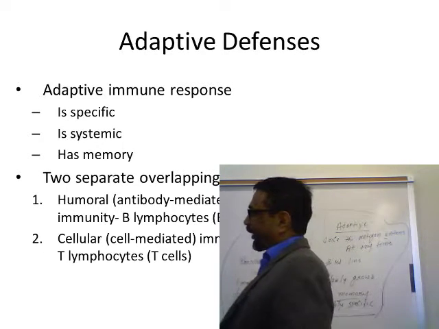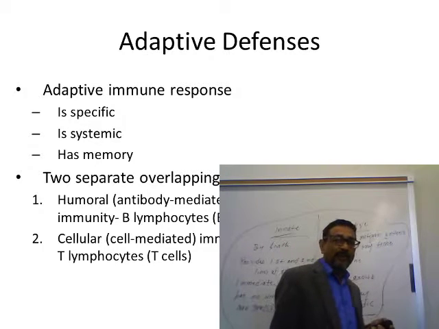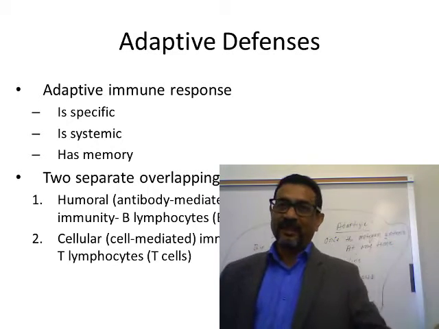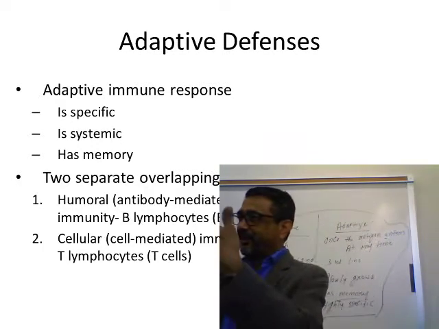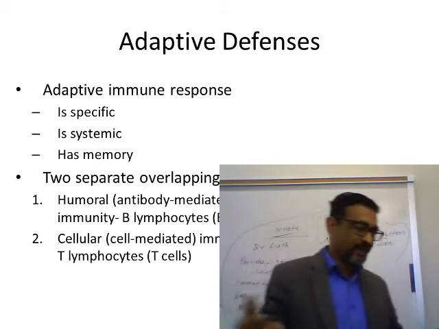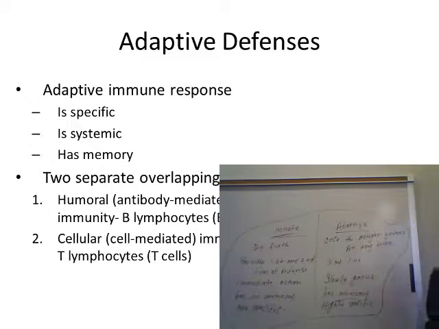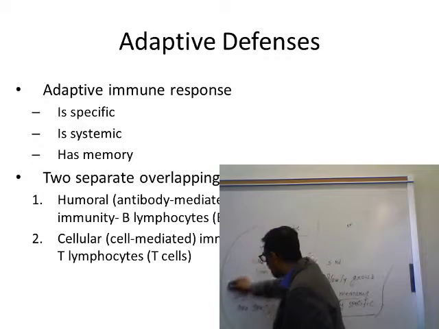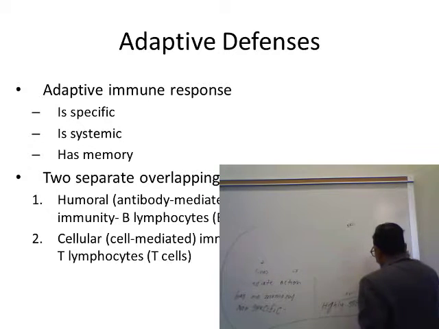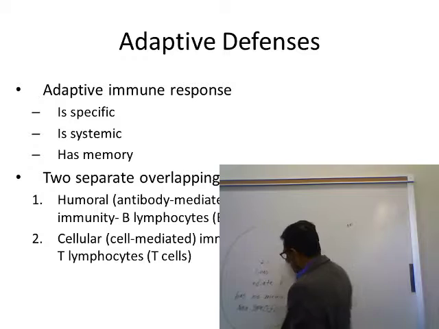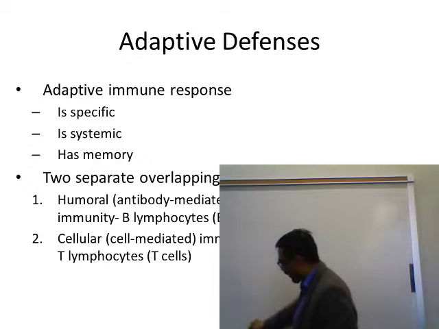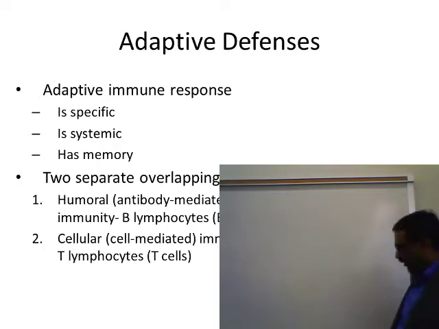T cell mediated immunity is also known as cellular because the T cells engulf the antigens directly. They get attached to the antigens directly and engulf them. Otherwise, they won't be able to engulf, right? To engulf something, they need to get attached to the antigens directly. So that's why they are called cellular or cell mediated immunity. So humoral is B cell mediated antibody and cellular is T cell mediated and done by phagocytosis.